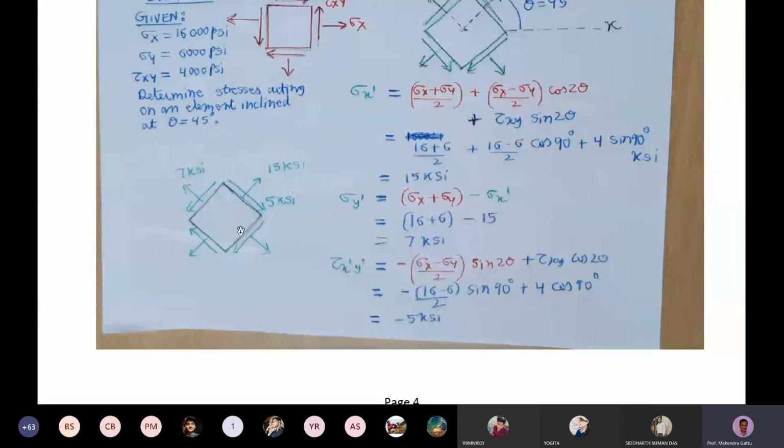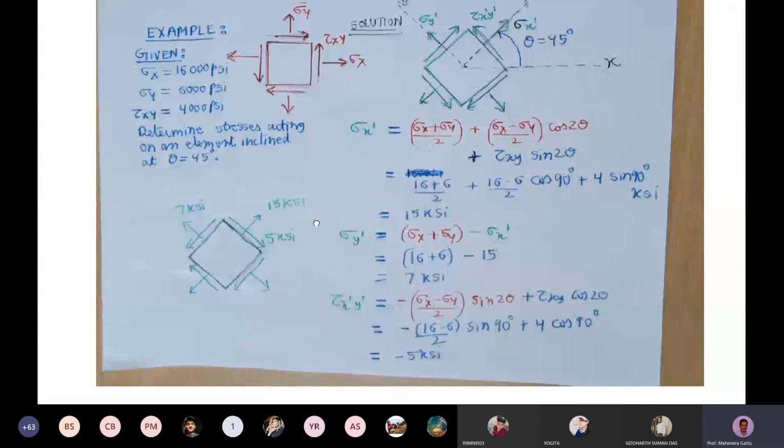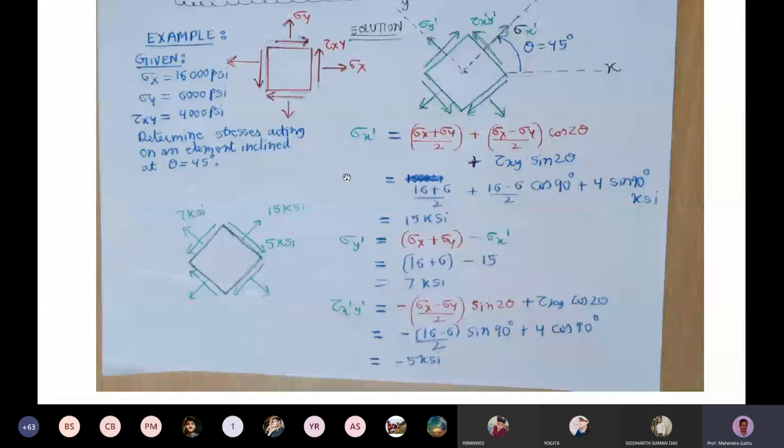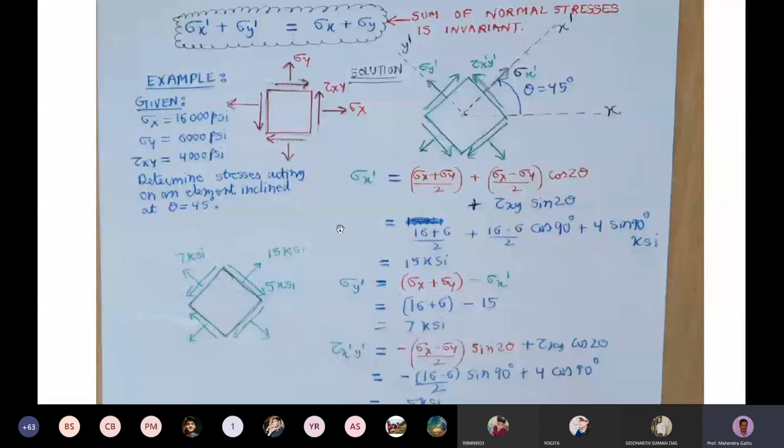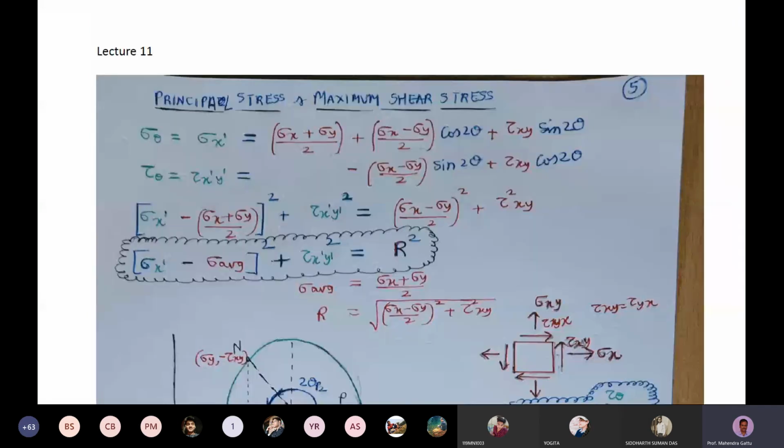So we have solved a very simple problem involving finding the shear stress when the coordinate system is rotated by 45 degrees. Now we will look into the equations one more time and try to get some interesting relations and quantities. The two quantities of interest are the principal stresses and the maximum shear stress.